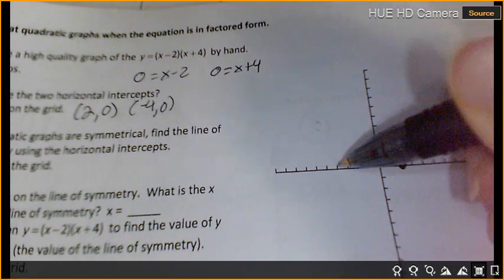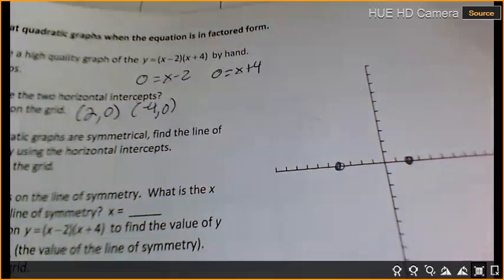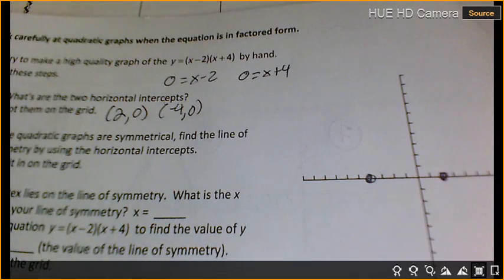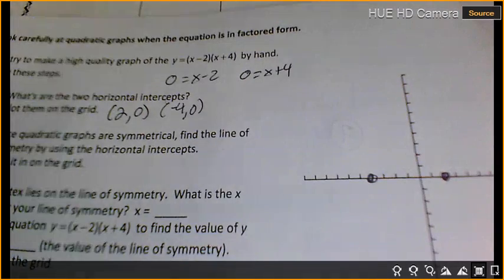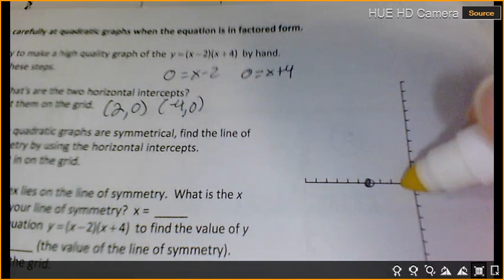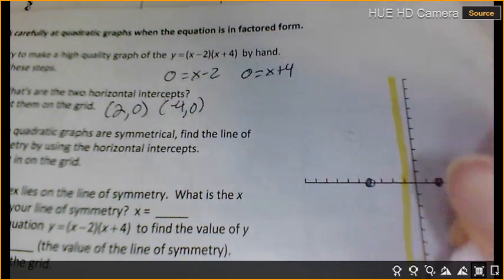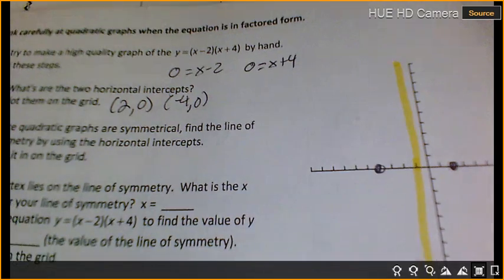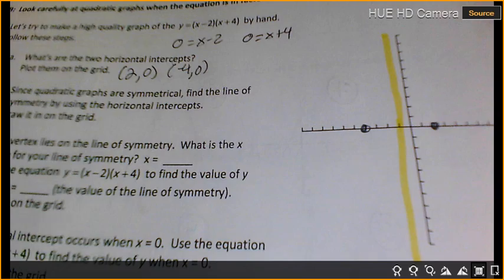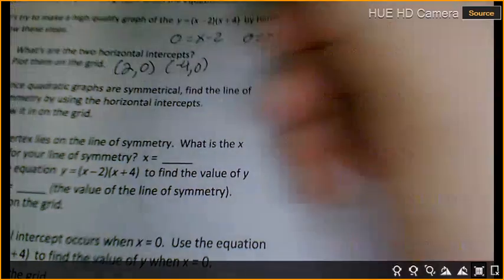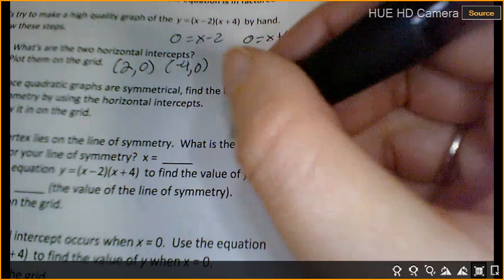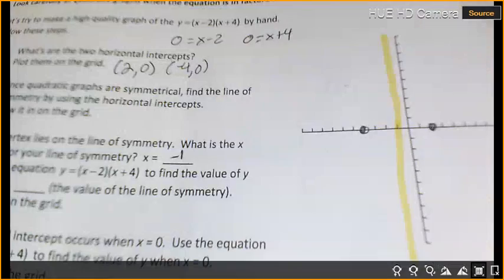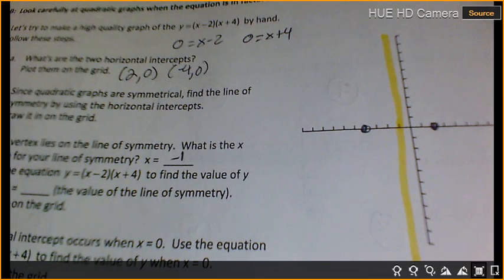1, 2, 3, 4. Okay, what's right in between those? -1. So -1, and I'm going to use my highlighter to show it. That is my axis of symmetry. Do you guys remember that? We talked about axis of symmetry a lot when we were doing standard form. Okay, so my axis of symmetry is -1. So for C, it's -1. How am I going to figure out what y is? I'm going to plug -1 in for x.